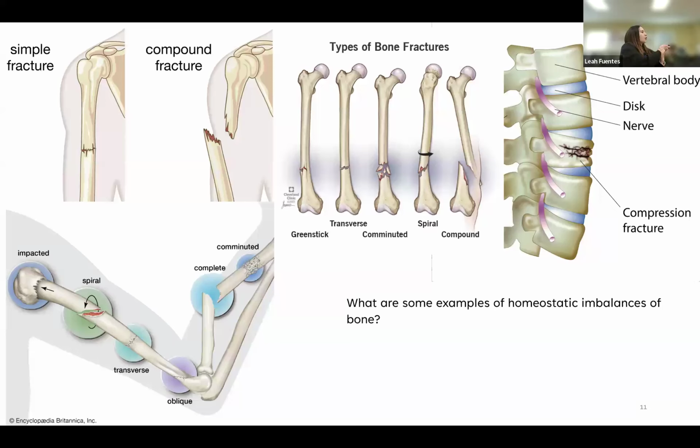Let's see. We move all the way to the right. This is a compression fracture. Does anybody remember what type of tissue is between these discs or is in these discs here? Fibrocartilage, good. And what are these discs called? Yeah, the intervertebral discs. So this would be a compression fracture. It's like when the bone is crushed. This often occurs due to osteoporosis.